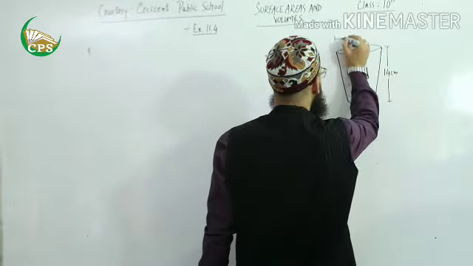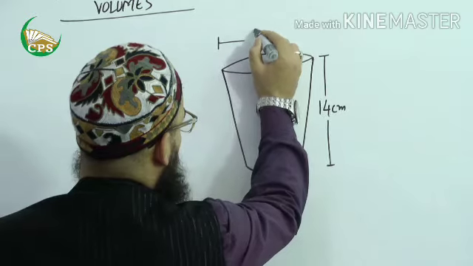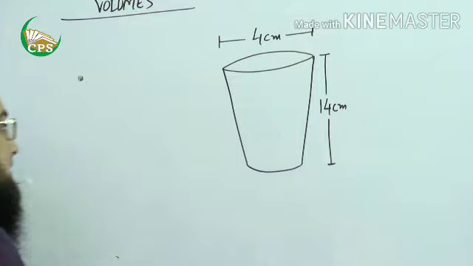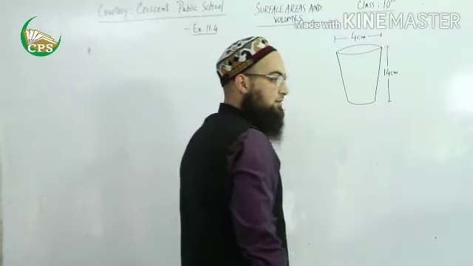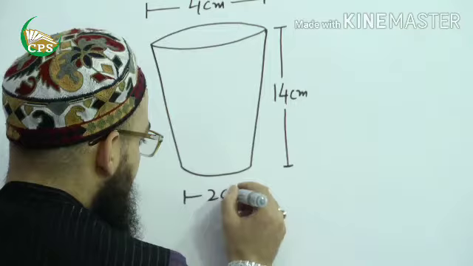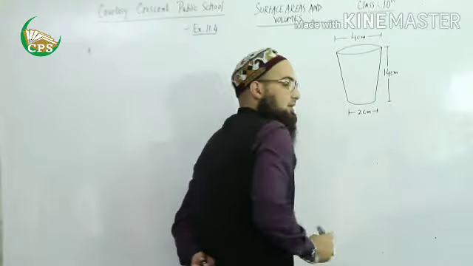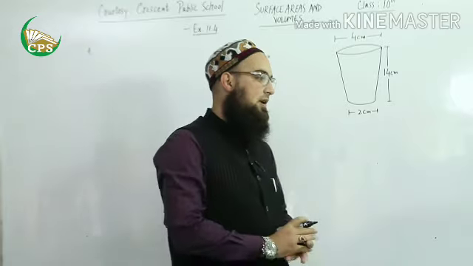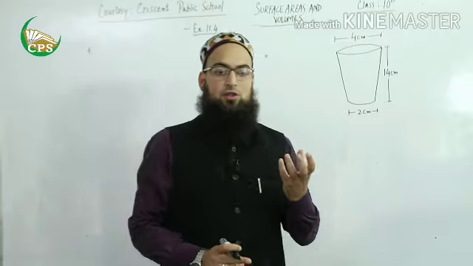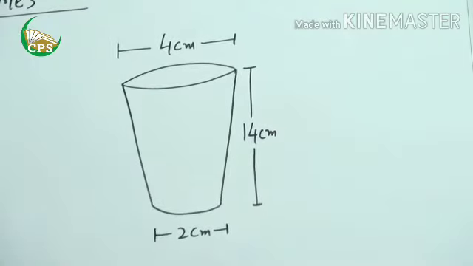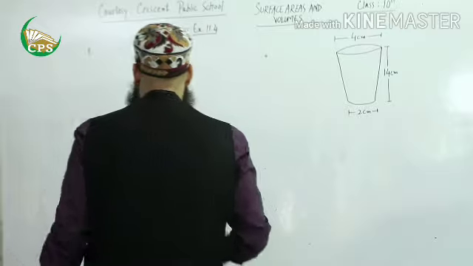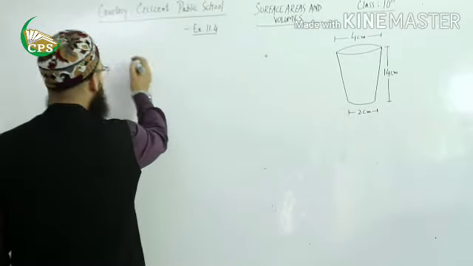This is the diameter, the larger diameter of the frustum, 4 centimeter, and 2 centimeter is the lower one. The diameters of its two circular ends are 4 centimeter and 2 centimeter. Find the capacity of the glass. So you need to find the capacity of this glass, and you know the capacity is nothing but the volume of this glass. Let us try to do it.